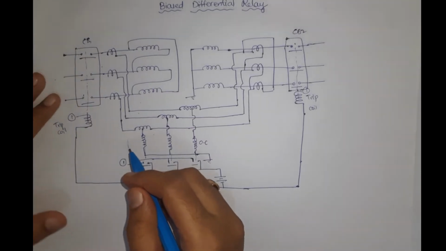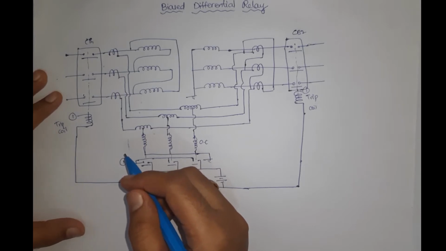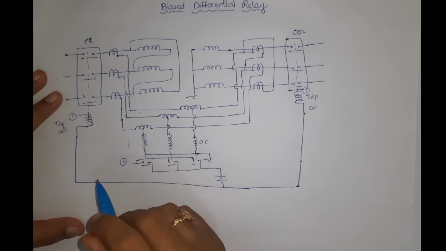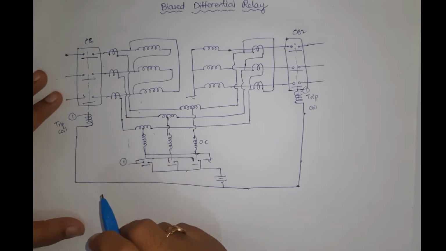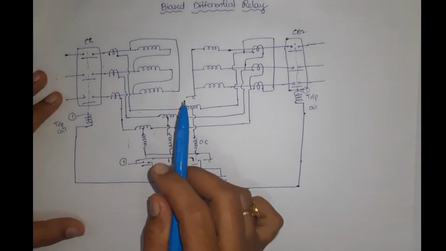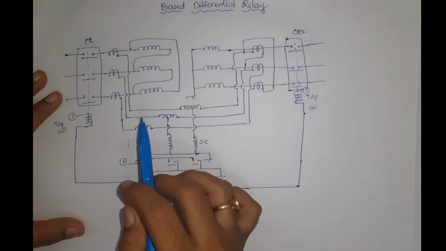Hello everyone, in this lecture we are going to see how biased differential protection is done for power transformers, in order to protect them from both phase-to-phase faults and phase-to-ground faults, as well as to overcome the difference in characteristics of the current transformers which are connected on both sides of the power transformer.